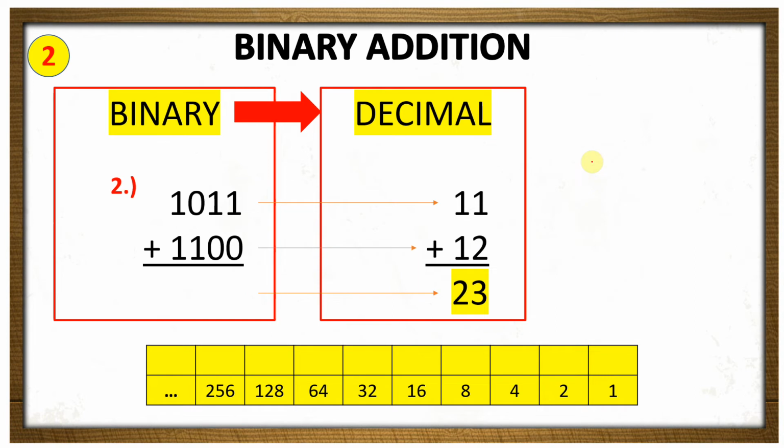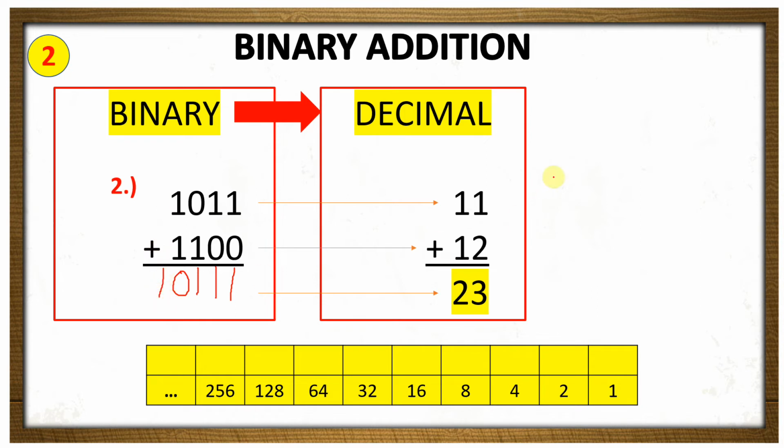Next, example number 2. 1 plus 0 is equal to 1. 1 plus 0 is equal to 1. 0 plus 1, it's the reverse, it's also equal to 1. This time, 1 plus 1 is equal to 0 plus a carryover of 1. Since there is no digit next to this, you bring down the 1.